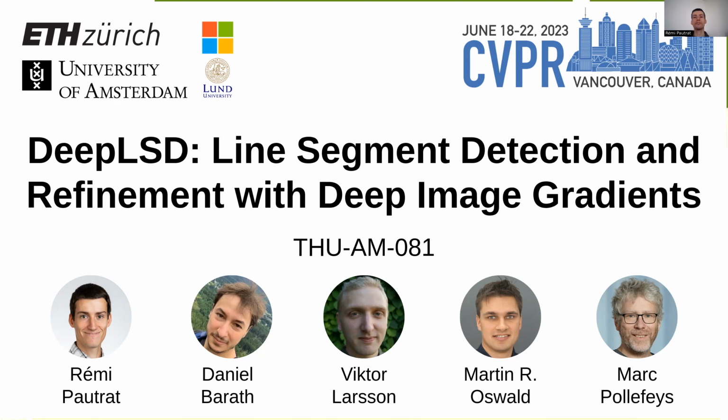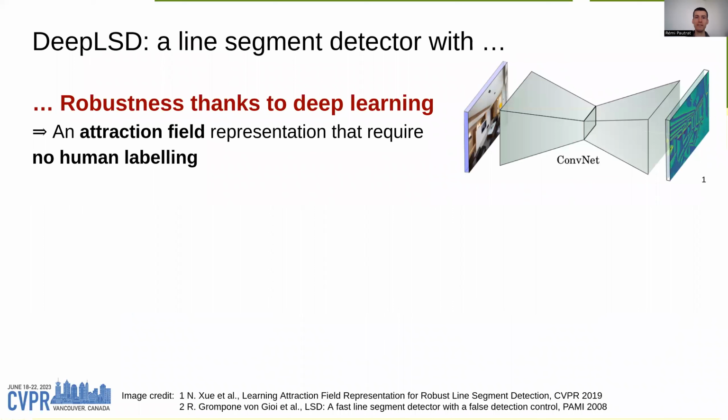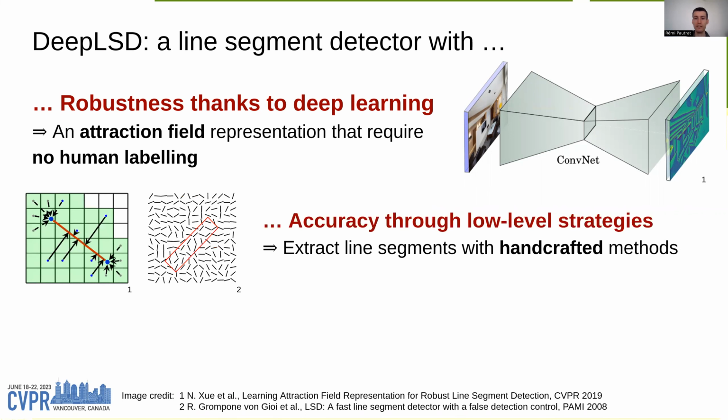Welcome to the presentation of our CVPR paper, DeepLSD, Line Segment Detection and Refinement with Deep Image Gradients. DeepLSD is a novel line segment detector that combines the robustness of deep learning through a novel attraction field representation, which requires no human labeling. And it still enjoys the accuracy brought by low-level strategies thanks to their pixel-accurate methods.